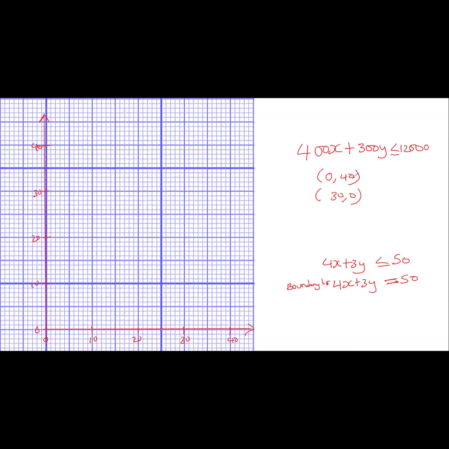Then here you will say 0, 40, I will come, 0 and 40 is here. Then I will say 30, 0 is a point here. Then I ask, which kind of line? This is a solid line. Then I will get my ruler very well, and I draw my line.